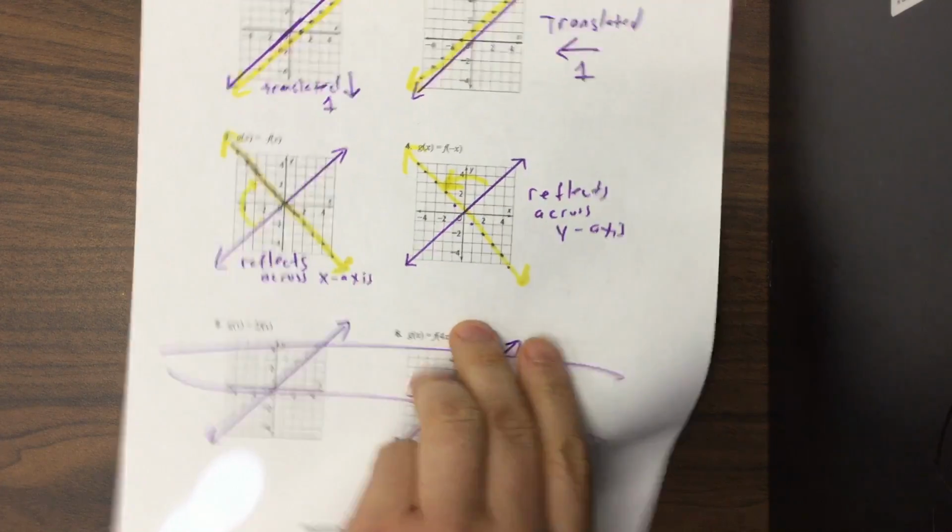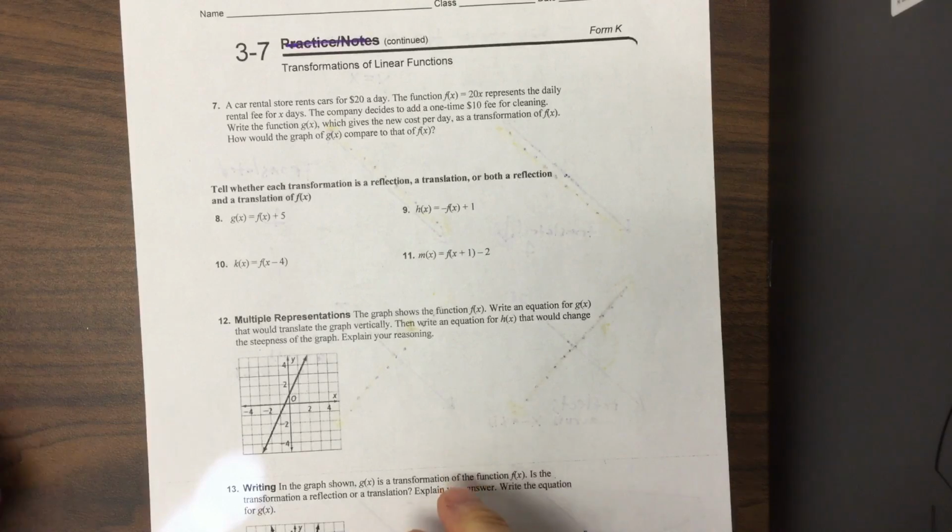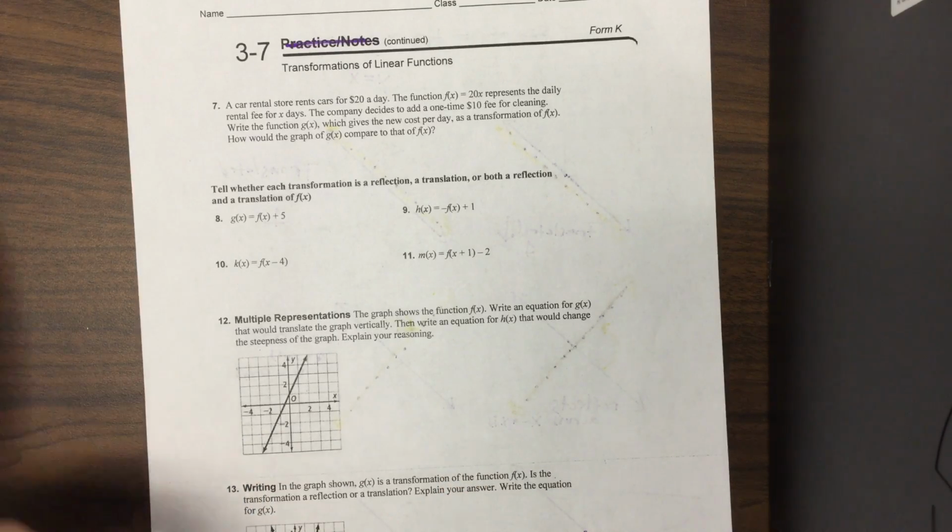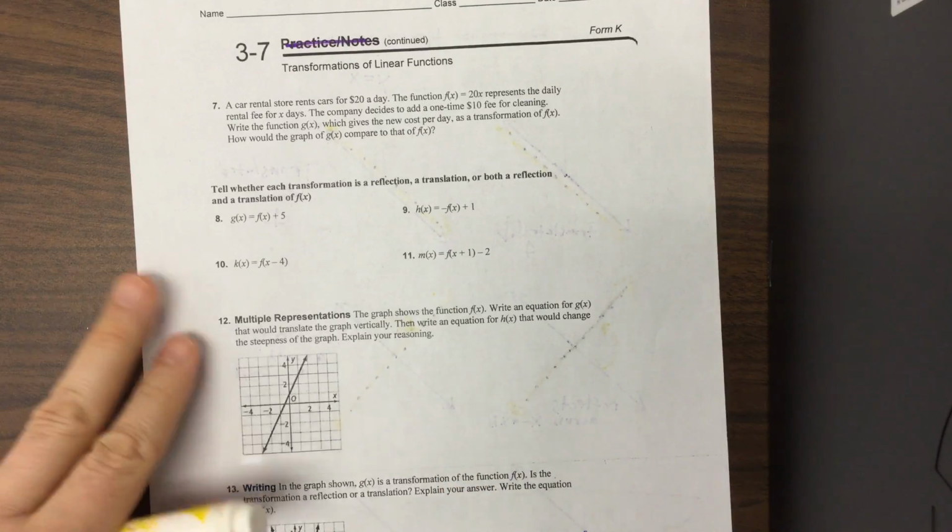Okay, we're done with the front. On the back, we're going to do the odds together. And let's go ahead and do number 7.